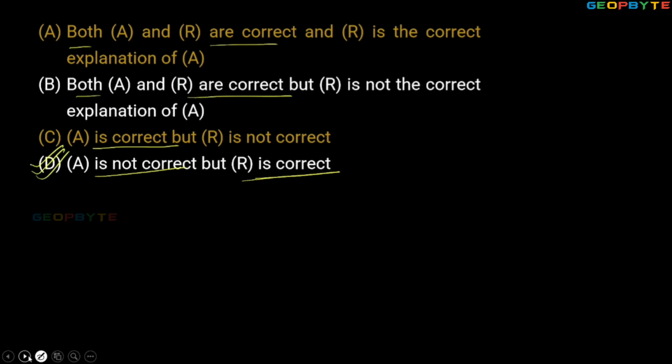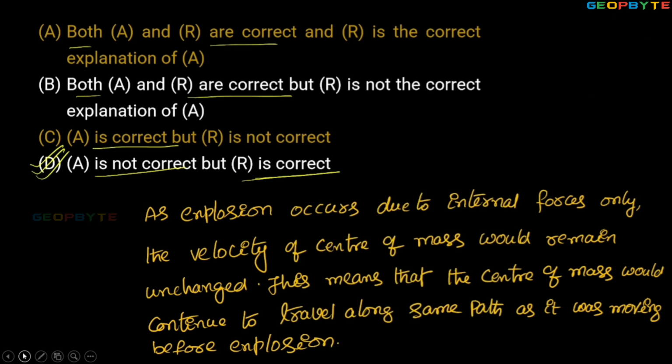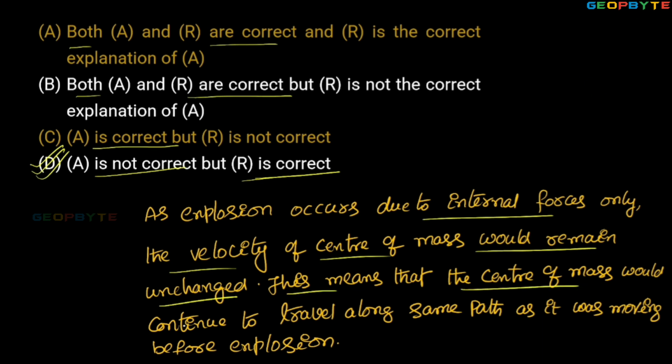Dear friends, remember an explosion occurs due to internal forces only. The velocity of the center of mass would remain unchanged because the explosion is happening due to internal forces. This means that the center of mass would continue to travel along the same path as it was moving before the explosion. Assertion is incorrect, reason is correct. Therefore, we have selected option D as correct.